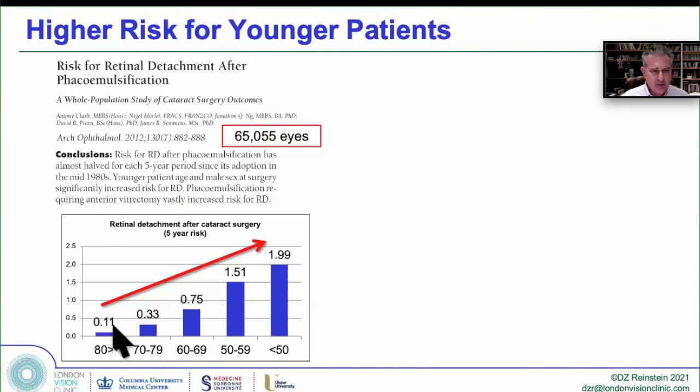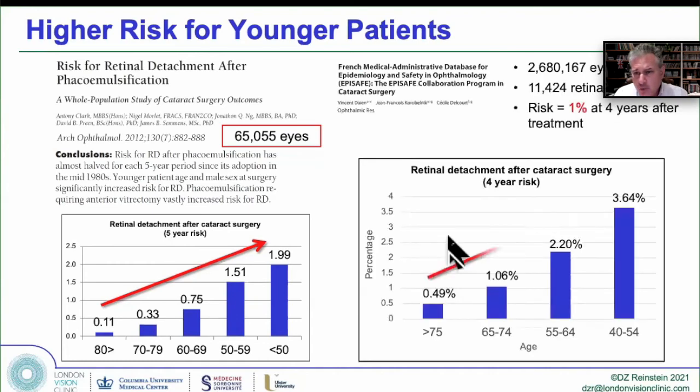So in this 65,000 eye study from New Zealand, there was almost a 20 times increase in retinal detachment surgery over a 5-year period if cataract surgery was performed. In the French study with 2.6 million eyes, the overall risk was 1% at 4 years, which is way higher than in the general population. And you can see here from the graph that if you did the cataract surgery in someone in their late 60s, they have a third of the chance of developing a retinal detachment than if you do it in this popular clear lens exchange population of people from 45 to 55.